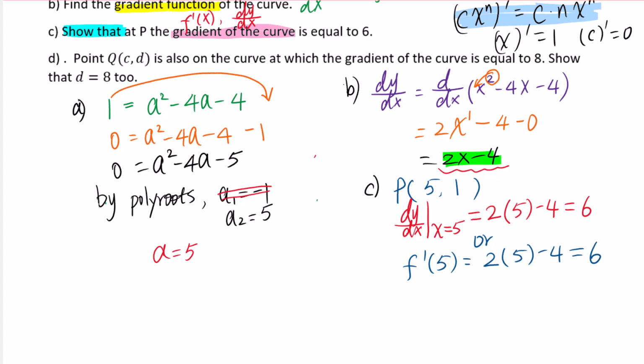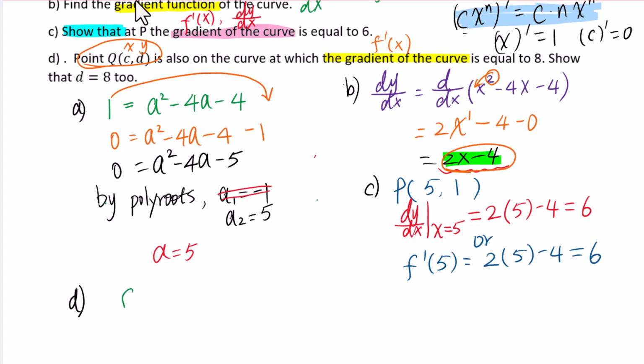Let's go to D. Point Q, (c, d), is also on the curve, at which the gradient of the curve is equal to 8. The gradient of the curve means derivative, f prime of x. But it says at point Q, we are given the coordinates of Q is (c, d). This is x, this is y.